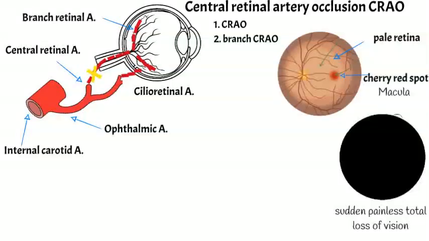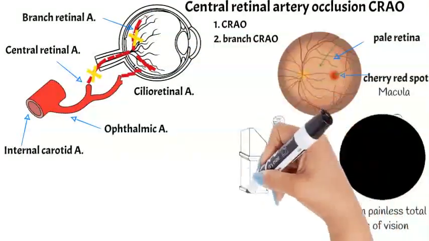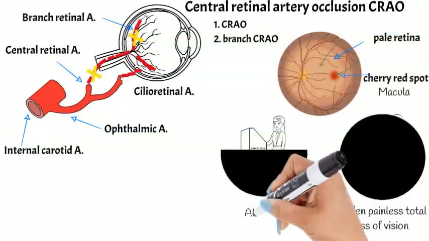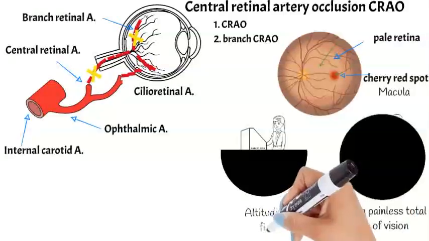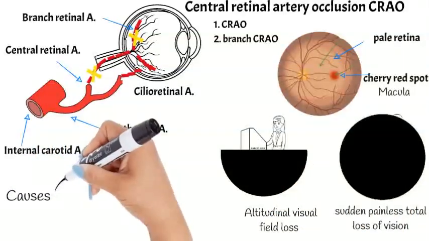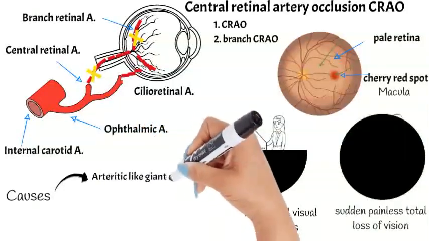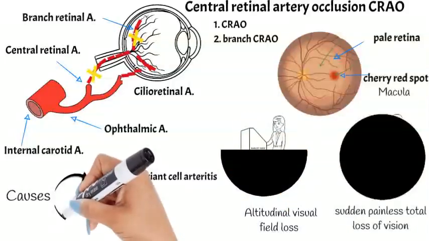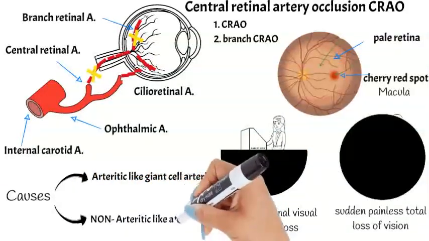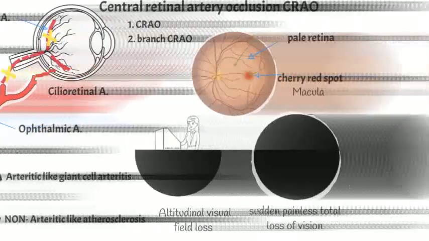Now, the second scenario is occlusion of a branch of the central retinal artery, like in this scenario, the superior branch. This will result in an inferior altitudinal visual field loss. Causes of the central retinal artery occlusion could be either arteritic, like giant cell arteritis, or non-arteritic, like atherosclerosis or systemic hypotension.